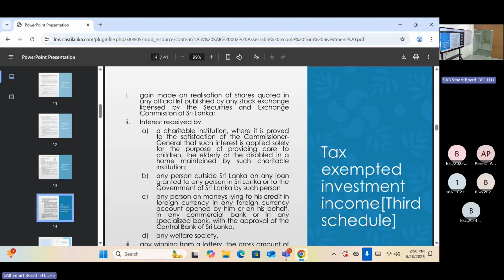But if that asset is represented by an investment in the share market, then again it is tax exempt. Tax exempt. So what is this?